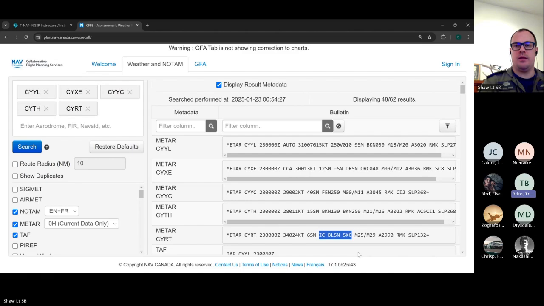SKC means scattered clouds? In this instance, it actually means sky clear. In this particular instance, SKC is sky clear. We don't have any of them with scattered. SCT would be scattered, and that would be listed right after the visibility. So you can see few is 25,000, broken is 13,000. And in this particular instance, SKC means sky clear, so no clouds. IC, does anybody know what IC is?